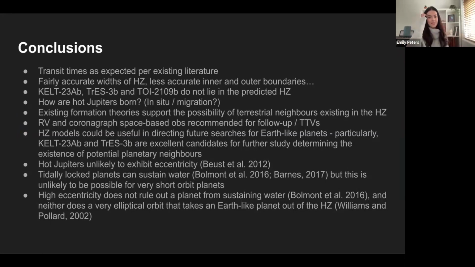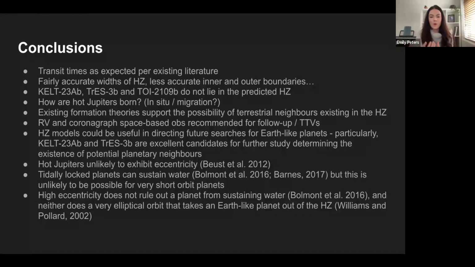So it won't be surprising to anyone that these target exoplanets, which we do characterize as hot Jupiters, absolutely are not in that predicted habitable zone. They're far too close to the star. Hot Jupiters have very, very short orbits, and we would never expect them to be habitable. But when looking at the formation theories of hot Jupiters, it's interesting to see that there's nothing that precludes them from having neighbors that could be habitable.